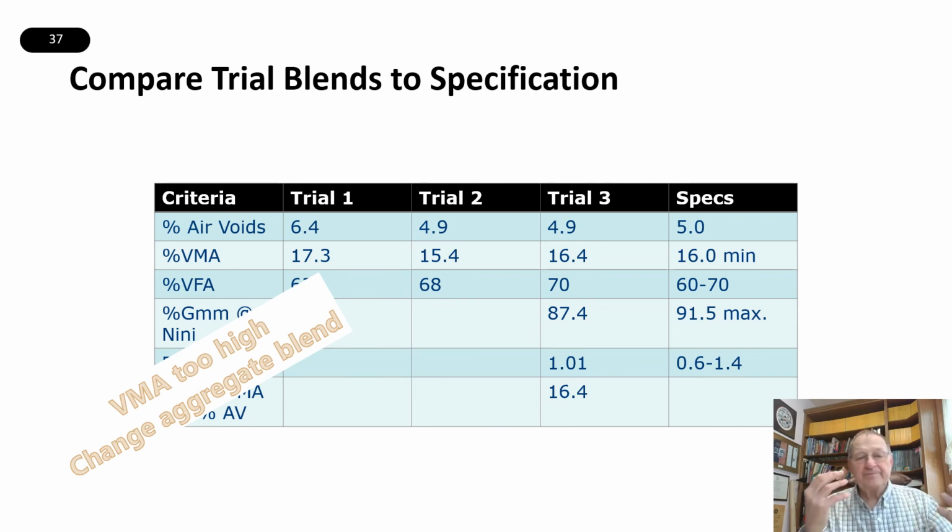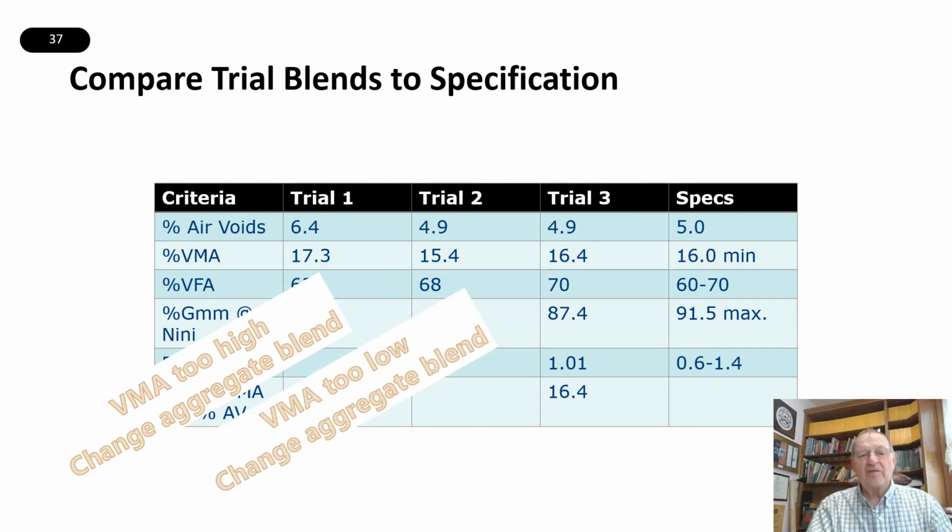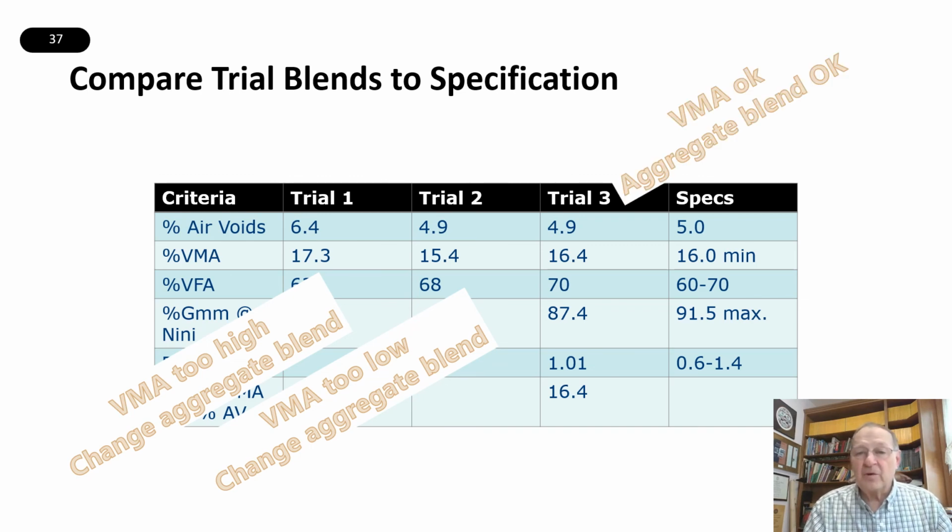Let's go ahead. Hang on here a minute. The first one, the VMA is too high. Second one, the VMA is too low. So in both cases, we need to change the aggregate blend. Trial number 3, the VMA is okay, so that aggregate blend should work just fine. So now what's our next step?